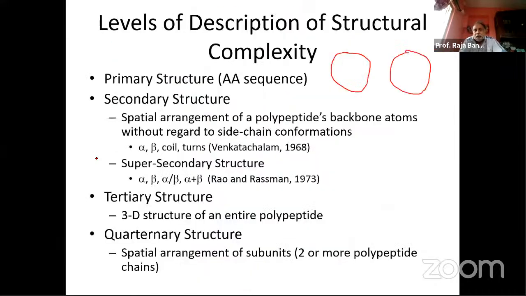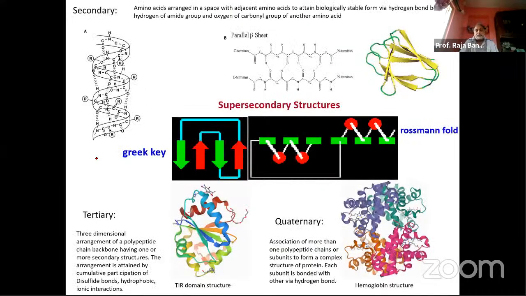So what we are going to do basically, after that, between the secondary and tertiary structure, we find that there is another one that is called the super secondary structure, where there is a difference of the secondary structure oriented in a particular fashion. And one or two very good examples are Greek key motif and Rossmann fold, etc.